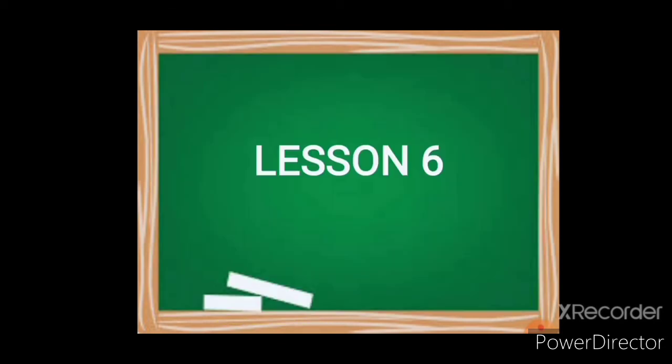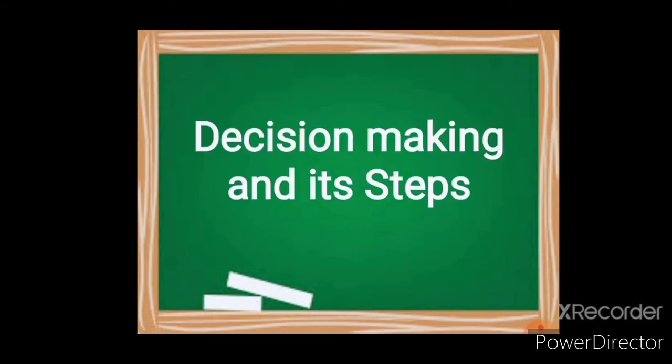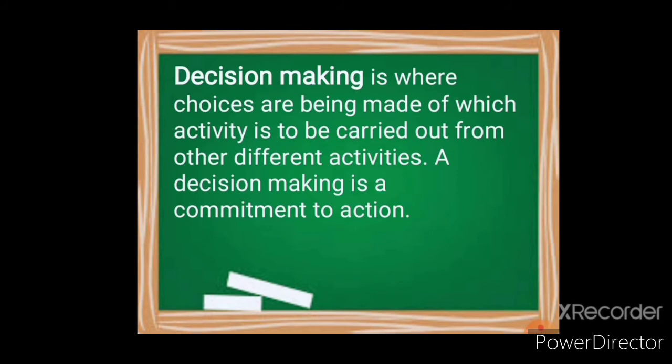Okay, next, lesson 6, decision making and its steps. So what is decision making? Decision making is where choices are being made of which activity is to be carried out from the different activities. Decision making is a commitment to action. Why? It's because we are putting our decisions into action. We are deciding because we want this idea or this knowledge that we've decided. We want this to be put in action in order for us to turn this action into a success.